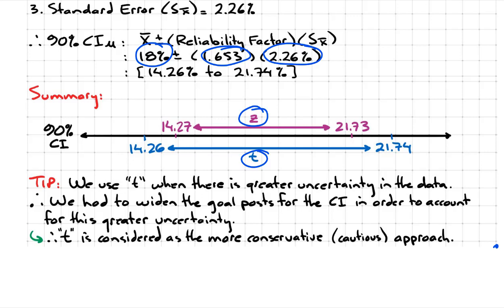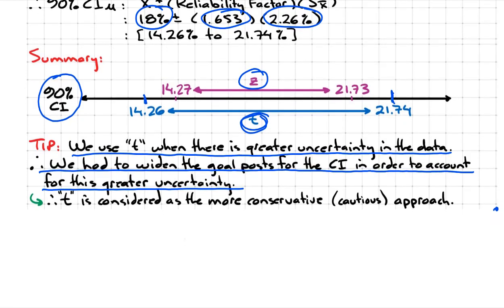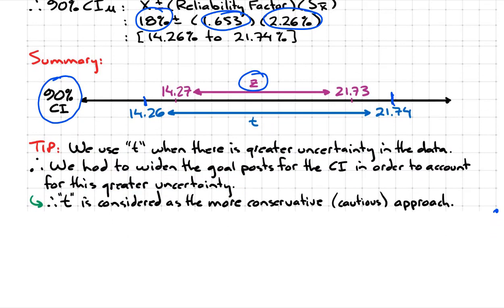And again, we use T when there's greater uncertainty in the data. Therefore, we had to widen the goalposts for the confidence intervals in order to account for this greater uncertainty. So even though in both cases we're looking for the 90% confidence interval, with T, we're a little bit less certain in our estimates, and as a result, we need to widen the goalpost to account for that greater error. As a result, the T distribution is considered the more conservative, cautious approach. Why? Because you're making room for more error.